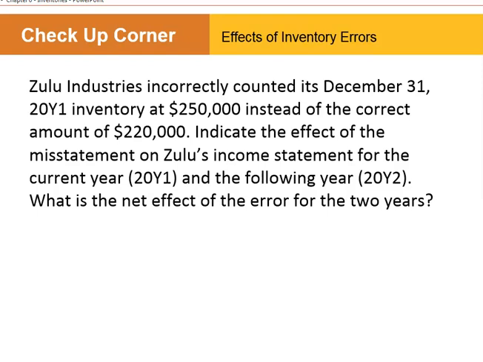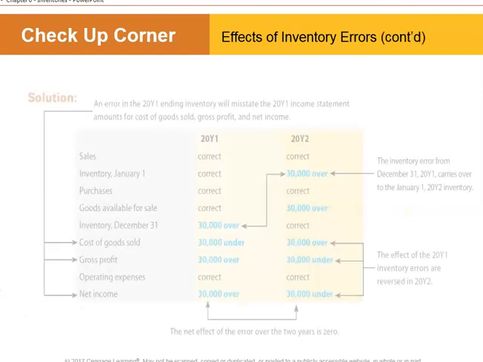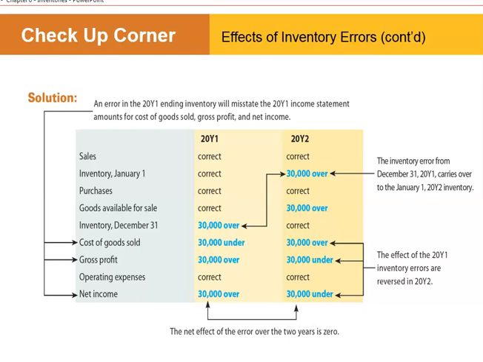All right, finally we have one last Checkup Corner exercise. You can find this in your ebook or you can screenshot it. Here is, and I don't normally do this to you, in an introductory level class, where we cover two years here, but they're wanting to know what is the net effect of the error for the two years. And then we have the solution here. So you can make a screenshot of that or find that in your textbook. All right, that's it for Chapter 6 on inventories.